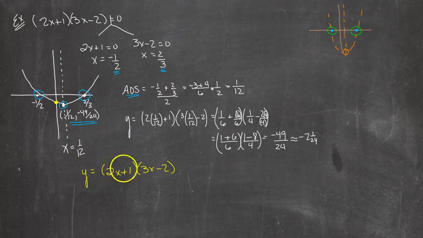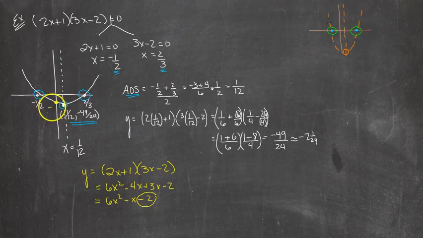2x times 3x equals 6x squared. 2x times -2 is -4x. 1 times 3x is plus 3x. And then 1 times -2 is -2. Let's simplify: 6x squared minus x minus 2. I've converted to standard form, and that's my y-intercept. So sometimes when I want the y-intercept, I can convert to standard form just by distributing. And so I know that my y-intercept is at -2.